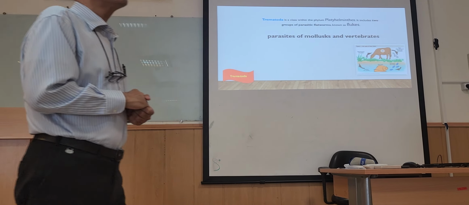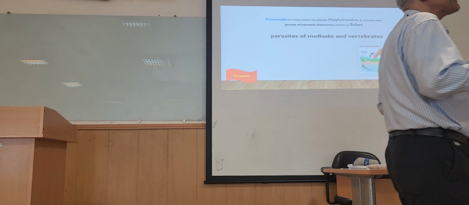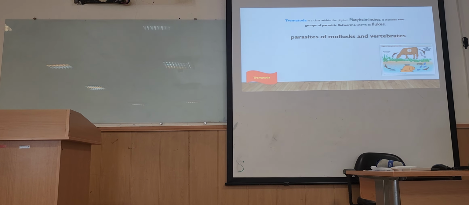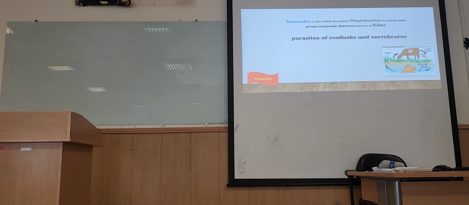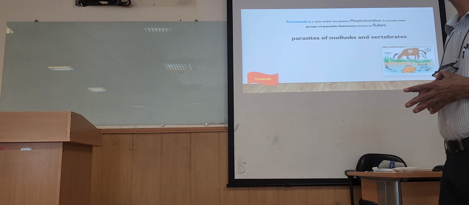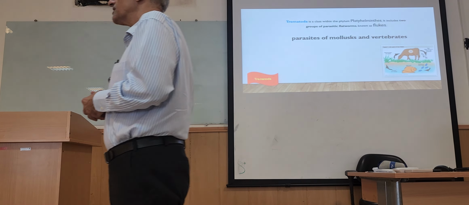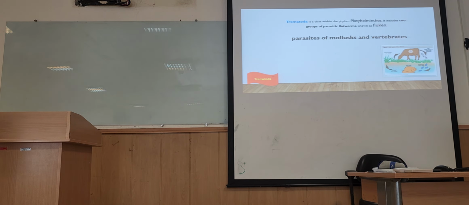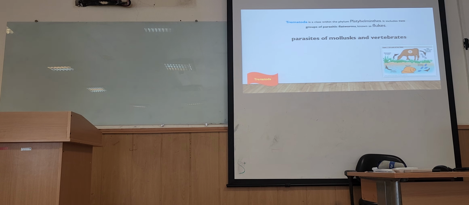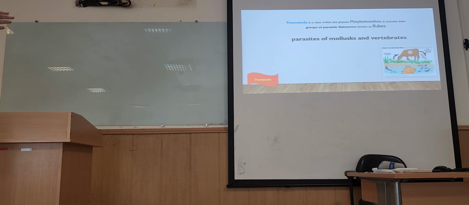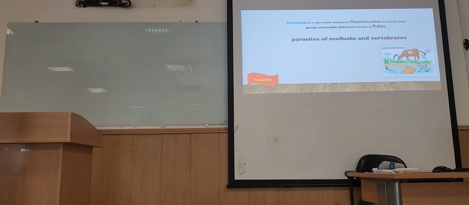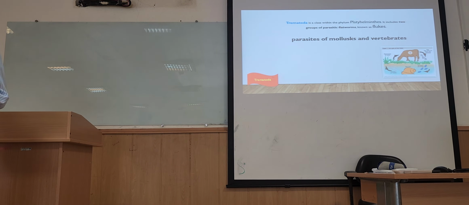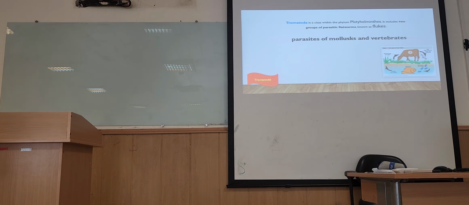First, trematodes. All trematodes, except one genus that I will talk about next session, are hermaphrodite, and both male and female organelles are in one individual. So trematodes are a class within the phylum platyhelminths. It includes two groups of parasitic flatworms known as flukes, intestinal flukes or blood flukes.